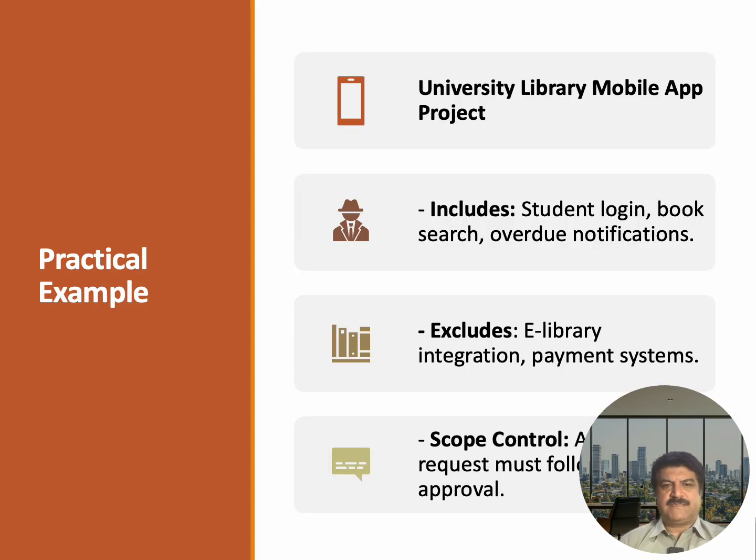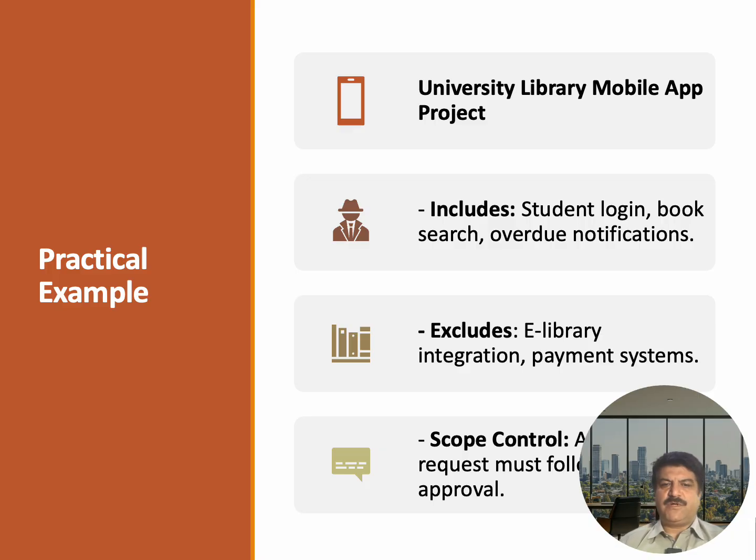Let's take a practical example. If you want to develop a university library mobile app as a final year project, it will include student login, then it will also include book search, and a student can also get overdue notifications as well. And we can also include how to reserve a book 24 hours before. And we can also check whether the book is available or has been issued to a particular student or any person, and when it will be returned. So we can include something more as well.